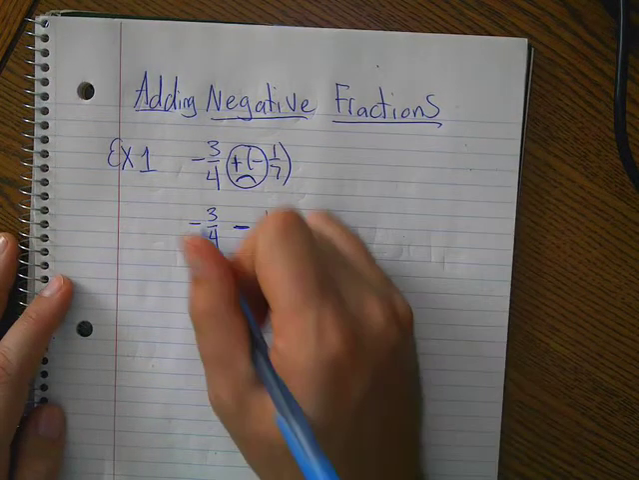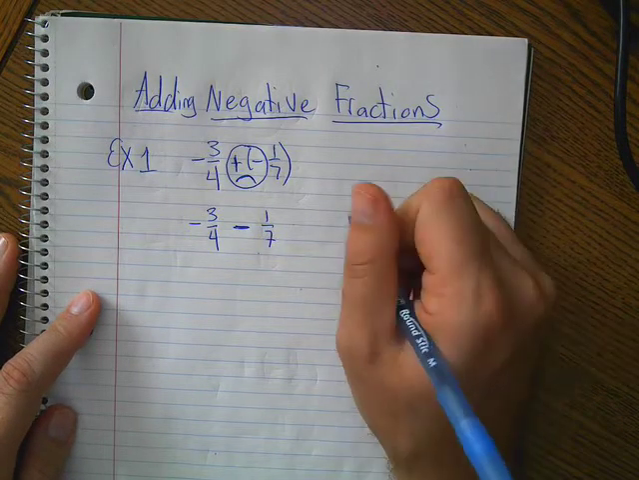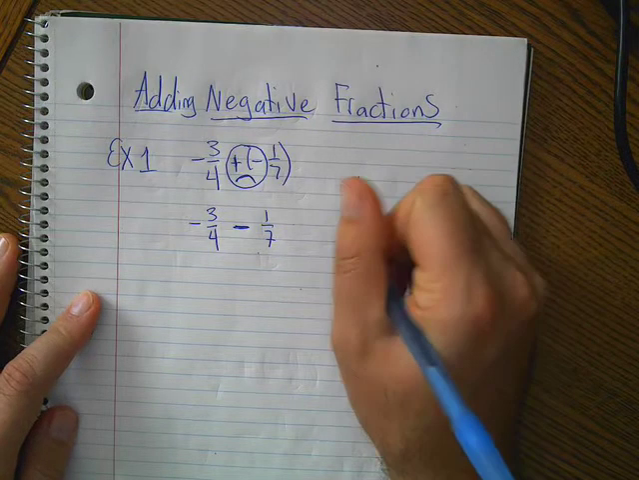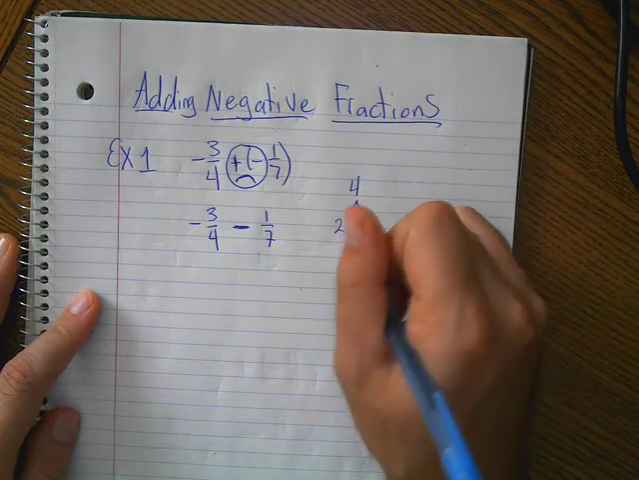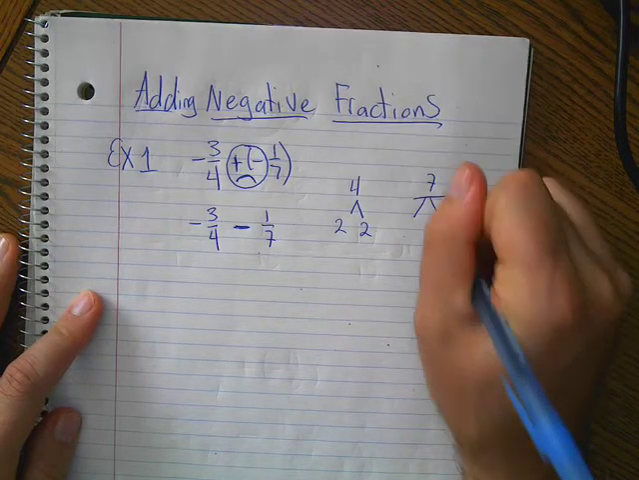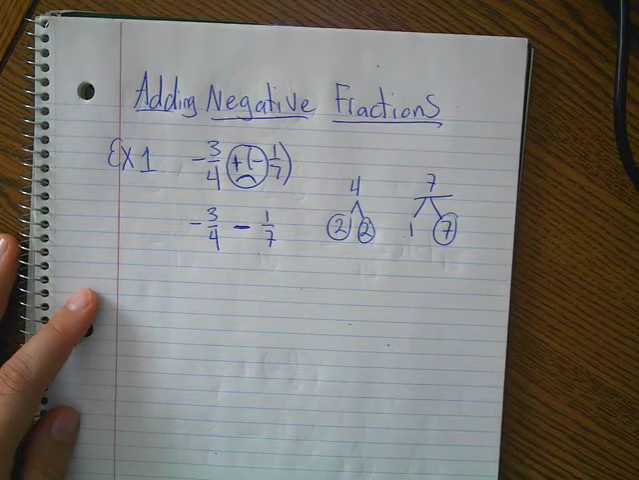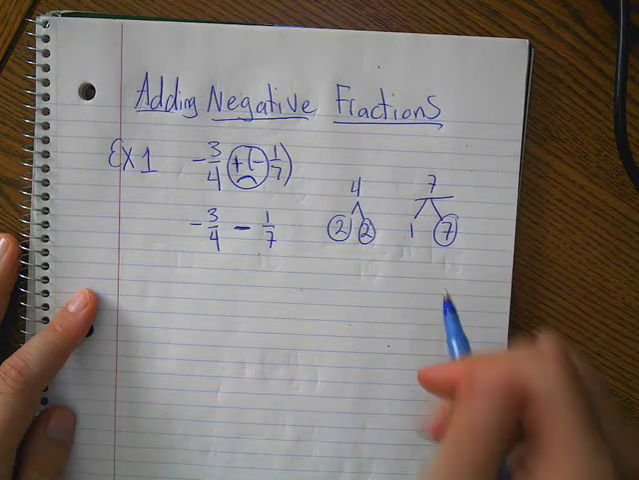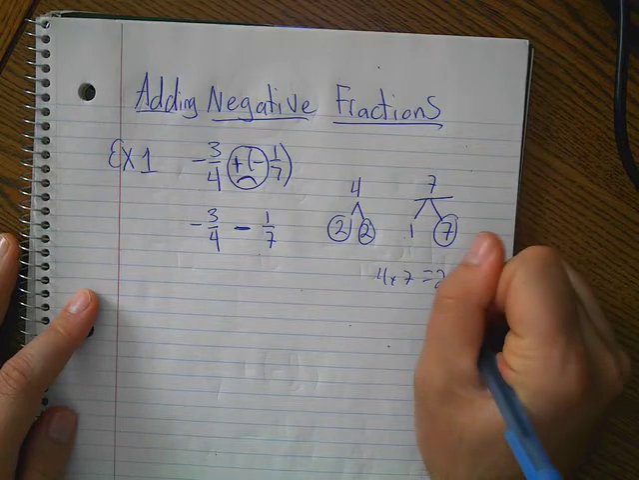So from here, we can just subtract. But we can't do it until we have common denominators. So when I find the factors of 4, I have 2 and 2. And then the factors of 7, I have 1 and 7. So when you find all the factors, we multiply those all out. 2 times 2 is 4. So 4 times 7 to find our common denominator of 28.